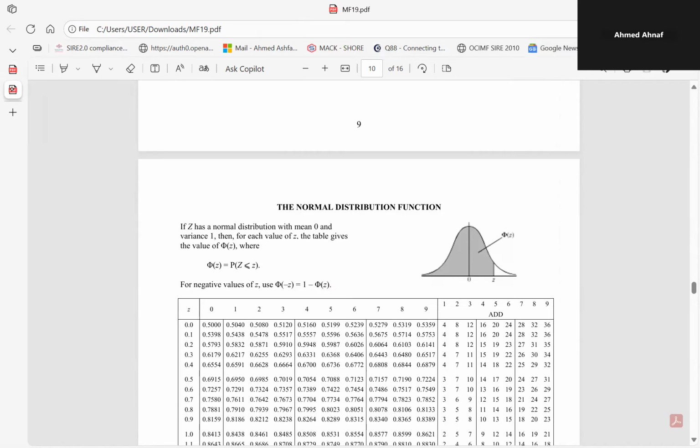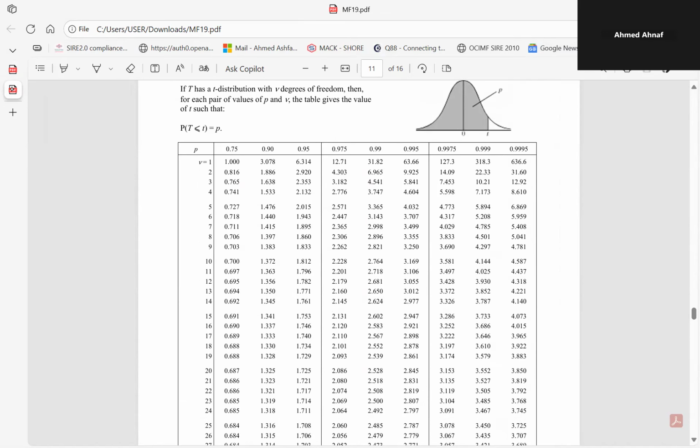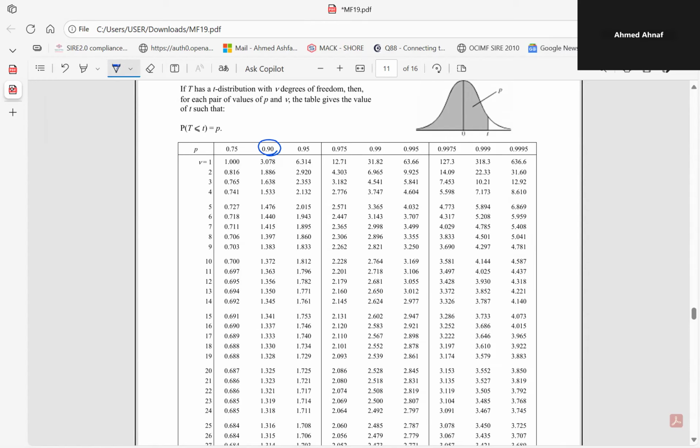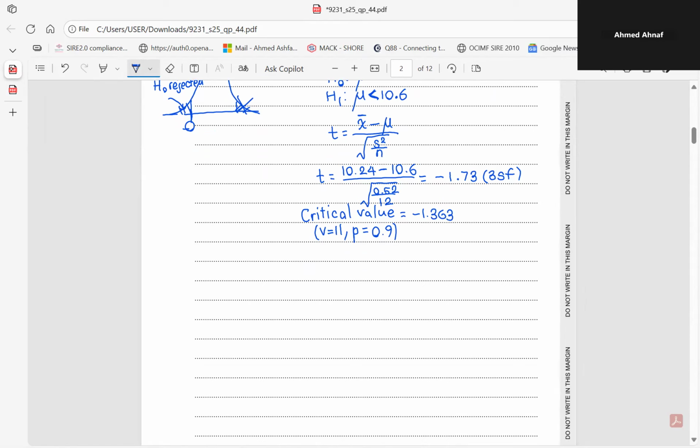Yep, this is the t-distribution table. So 0.9 is here, and 11 is here. This is our critical value, minus 1.363. As you can see, our test statistic is way less than our critical value. Let me just label it here.